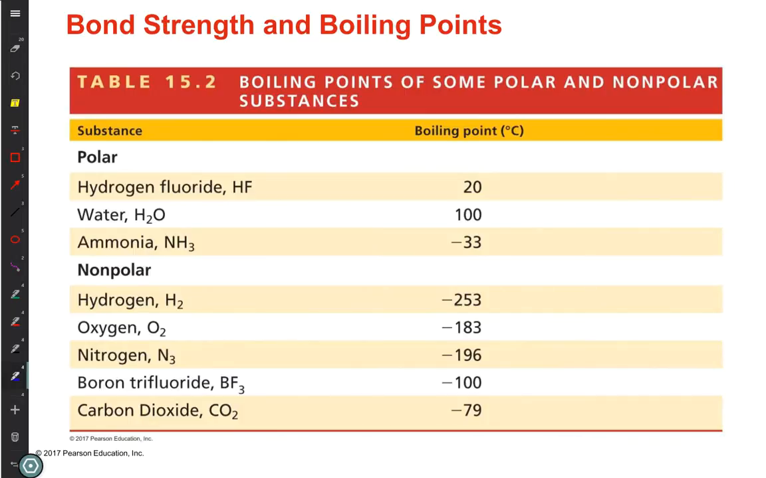The strength of bonds makes some significant differences to the physical properties of chemicals. So in this table here, we see different chemicals, HF, hydrogen fluoride. How would you typify the bond between hydrogen and fluoride? Is it going to be a strong bond or a weak bond?